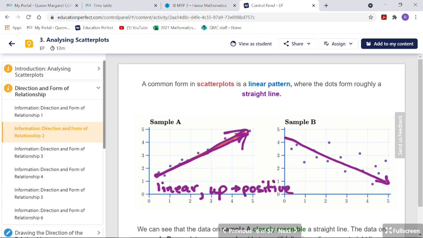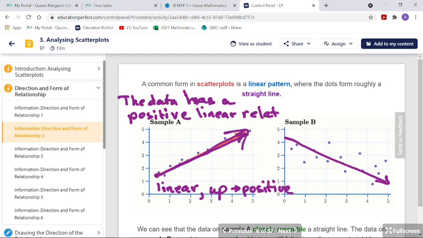So if I was going to describe this in a sentence, which is what you're going to have to do, I would say the data has a positive linear relationship. Again, why is it positive? Because it goes up. Remember, this is a number line, so the smaller numbers are always on the left, and so you're going left to right when you're looking at this.